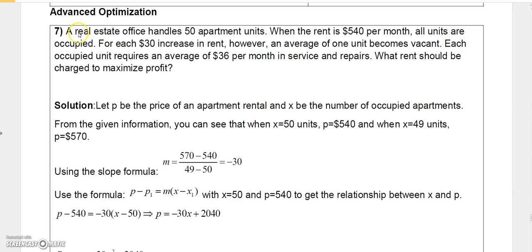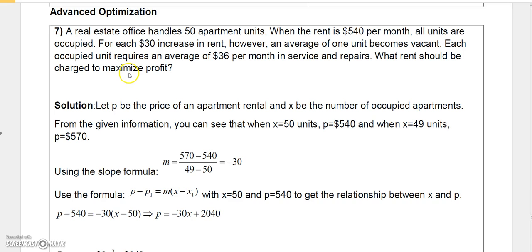Okay, we're going to do a little bit of business application here. A real estate office handles 50 apartment units. When the rent is set at $540 per month, all 50 are occupied. But for each $30 increase in rent, an average of one unit becomes vacant. And each occupied unit requires an average of $36 per month in service and repairs. So what rent should be charged to maximize profit?